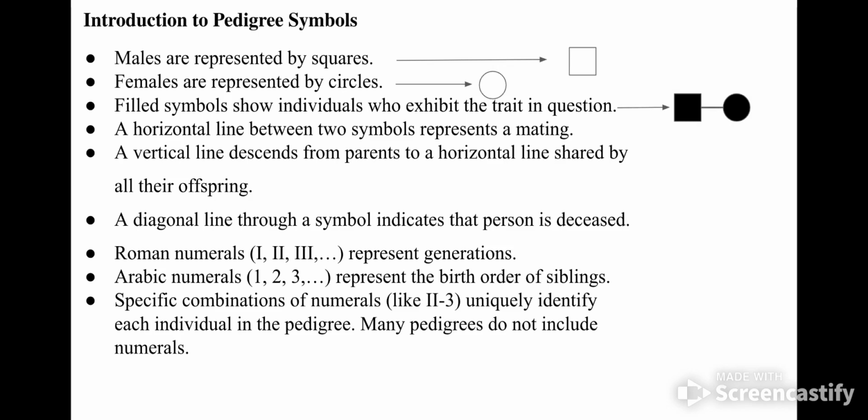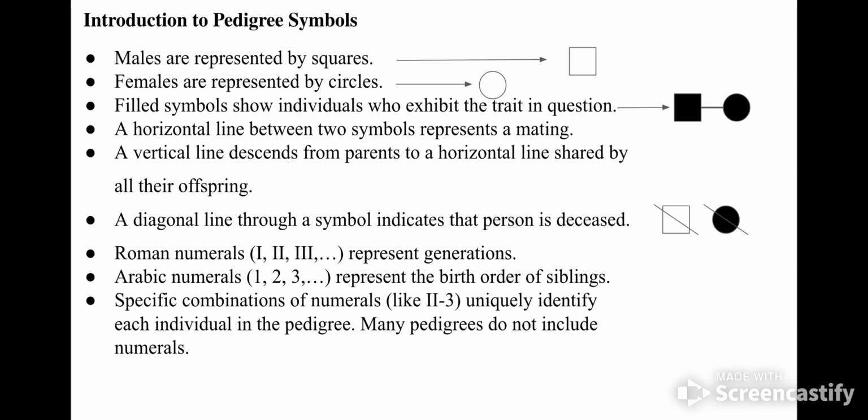Whenever you see a horizontal line between the two, that represents mating. Those two people have mated. Whenever you see a vertical line from parents to a horizontal line, that is their offspring. And all diagonal lines show that a person is deceased. So whenever you see a diagonal line, that means a person is deceased.